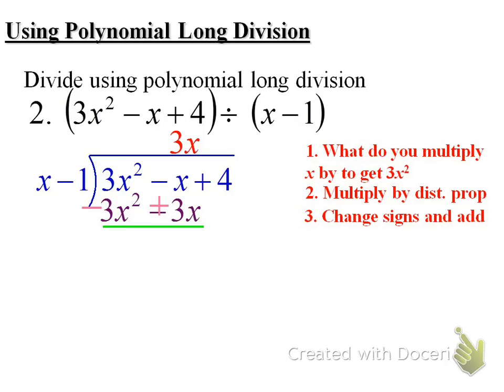So the x squareds are going to go away. That's the whole reason we picked 3x in the first place. And you'll end up with 2x in the x column. Now we repeat the process. So what would we multiply x by to get 2x? 2. So in the number column, you need a 2.